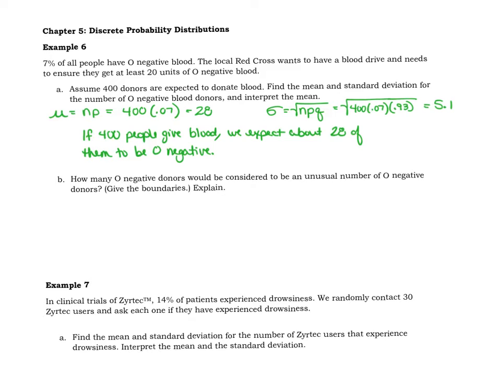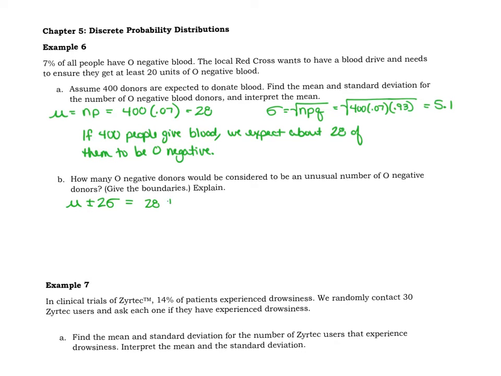All right. How many O negative donors would be considered an unusual number of O negative donors? And we're going to talk about boundaries. So again, when we talk about unusual, we've got that less than 5% number. Well, I don't know how to figure out where the less than 5% probability falls. Well, I do. You don't. We'll talk about that in an upcoming chapter. So we can't do that. We don't have anything about percentiles. And so we're back to our two standard deviation method here. So we can look at the mean plus and minus 2 standard deviations because, well, we just figured those out.